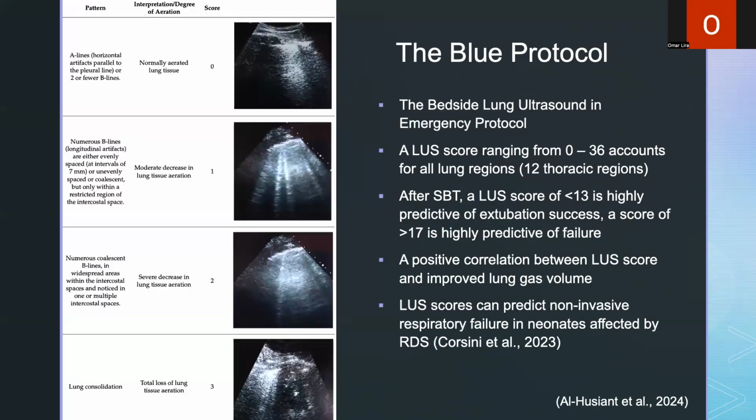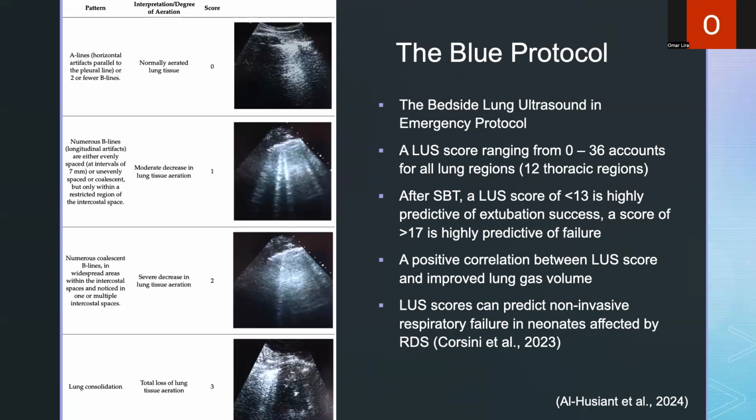The BLUE protocol is the bedside lung ultrasound in emergency protocol, a score ranging from 0 to 36 that accounts for all lung regions. There are 12 thoracic regions in the lung. After a spontaneous breathing trial, a lung ultrasound score of less than 13 is highly predictive of extubation success. A score of greater than 17 is highly predictive of failure. There is a positive correlation between lung ultrasound score and improved lung gas volume.